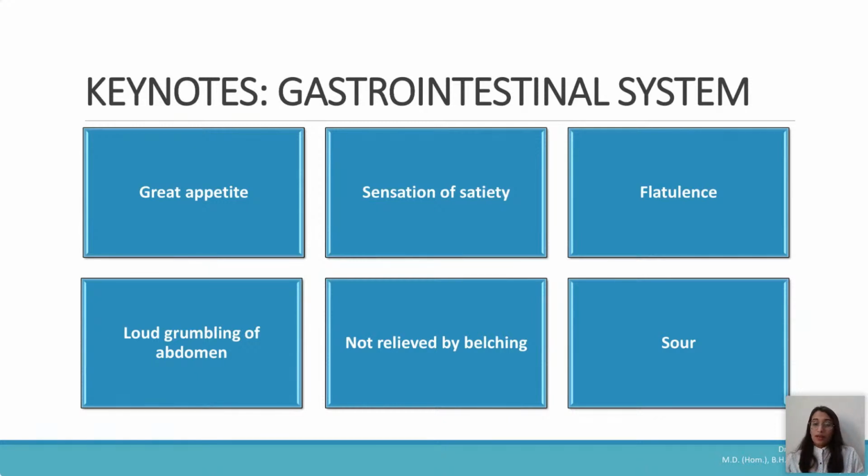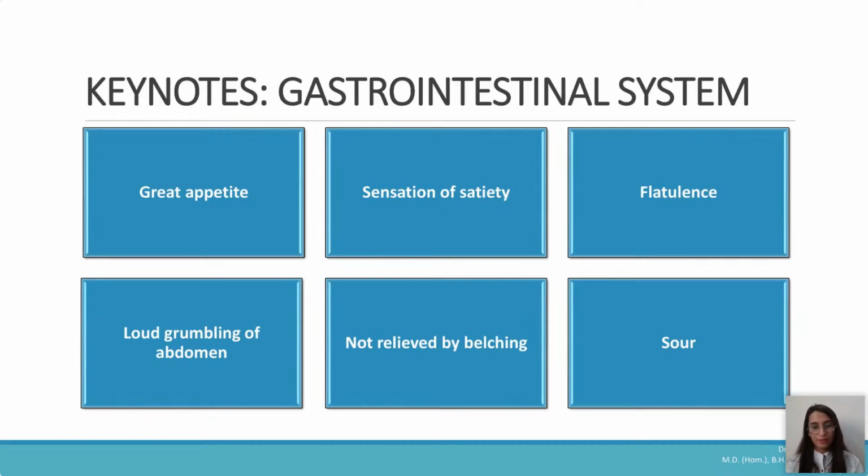Flatulence. Lycopodium is our trio of flatulent remedies. The other two being Carbo veg and Cinchona. How would you differentiate between the three? Carbo veg has flatulence more marked in the upper abdomen. Lycopodium has flatulence more marked in the lower abdomen. And Cinchona has flatulence of the whole abdomen.